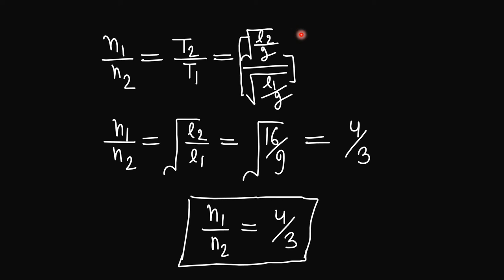Now cancel the G, because both the pendulums are present on the earth. So the acceleration due to gravity is the same for both pendulums. So G will cancel out. You will get N1 by N2 is equal to under root L2 upon L1, which will be equal to under root 16 by 9, and that is 4 by 3.